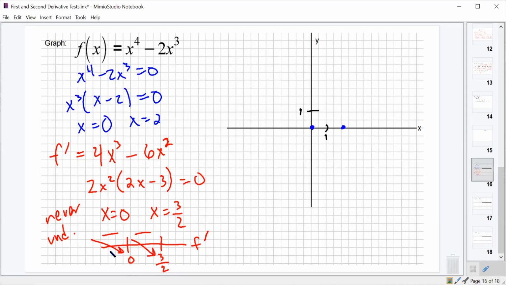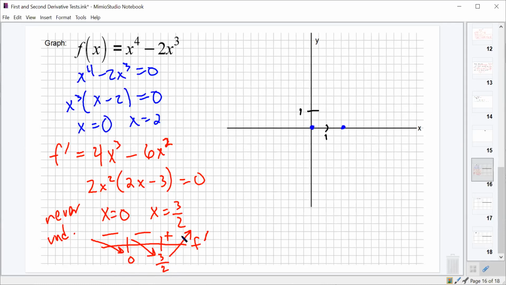Negative still, right? So our function is decreasing to 0 and then still decreasing from 0 to 3/2. All right, so this value where our first derivative was equal to 0 is not a local max or a local min. And if we plug in something more than 3/2, like 1,000, this is positive times a positive. So we do have a local minimum.